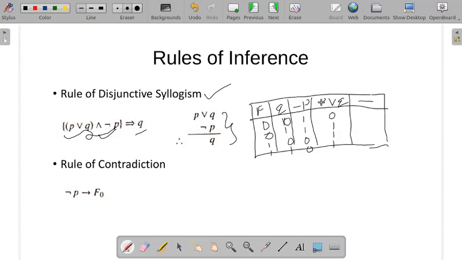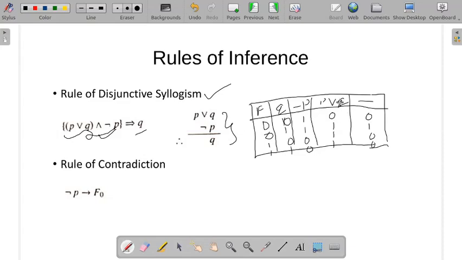P or Q, so there is a bracket there, and negation P. So we'll write that one here. The compound proposition's values. It's an AND there. So here it is 0, 1, 0, 0.